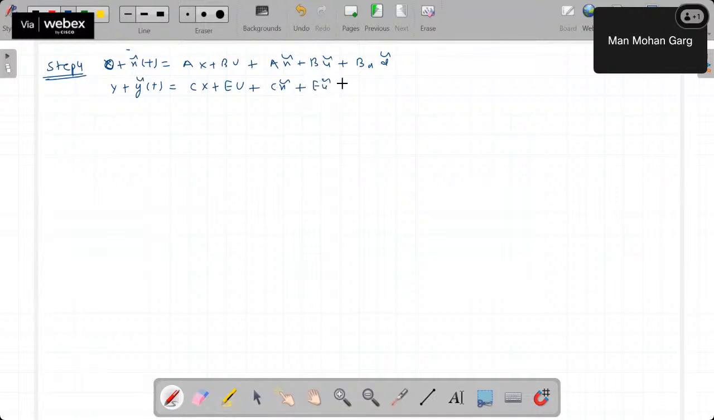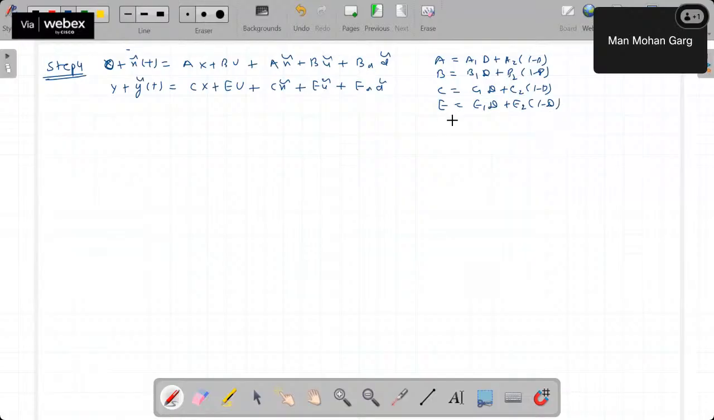Where A is A1 d plus A2 (1 minus d), B is B1 d plus B2 (1 minus d), C is C1 d plus C2 (1 minus d), E is E1 d plus E2 (1 minus d).